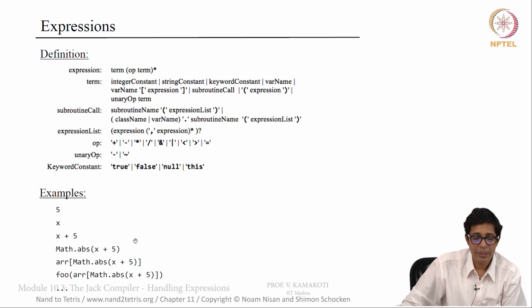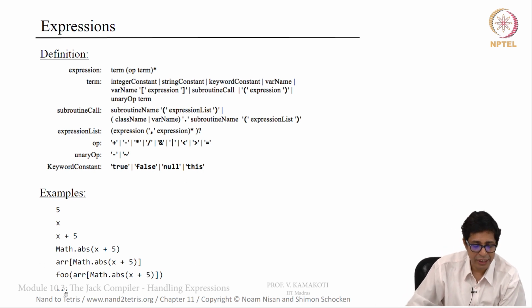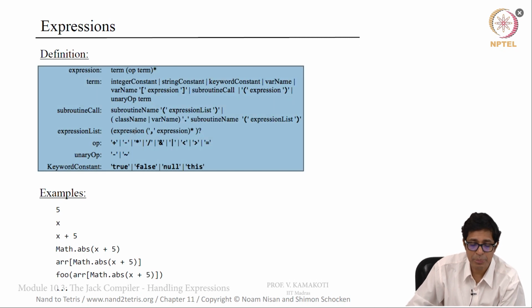Right. Now we can also have a subroutine call. Foo is a subroutine name followed by an expression list, enclosed in parentheses, as you see here. So this is a subroutine call followed by an expression list. The expression list can have one expression followed by many expressions. In this case I have only one expression.